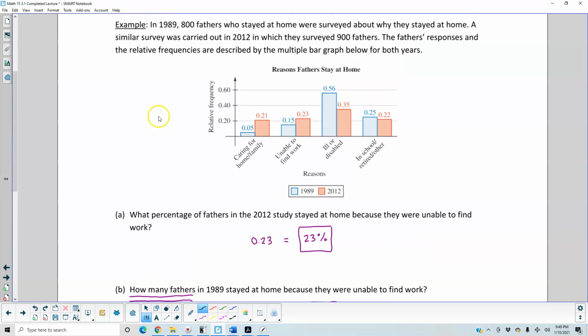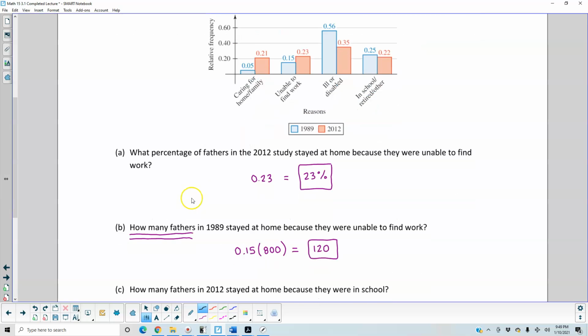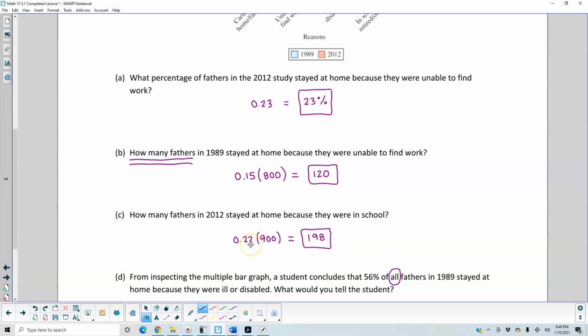And then recall that in 2012, there were 900 fathers that were surveyed. So we're going to take 0.22 or 22% of 900. So 0.22 times 900 tells us that there were 198 fathers in 2012 that stayed at home because they were in school.